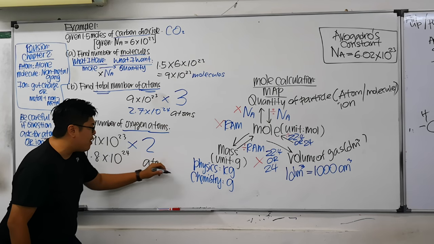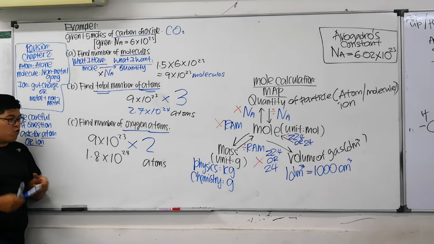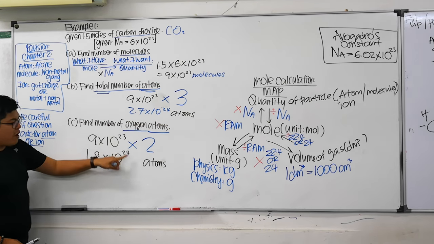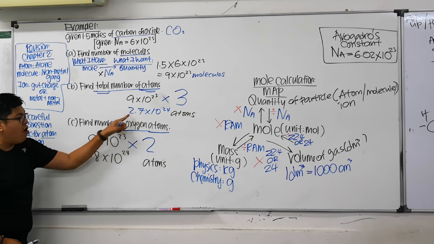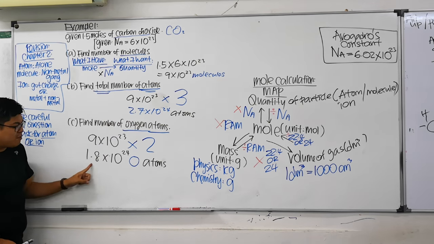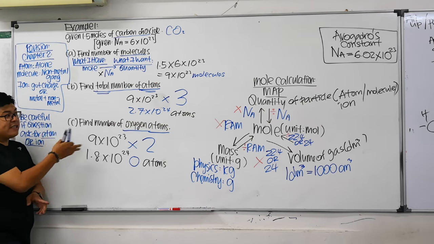Because if you only write atoms, the examiner will think that you refer to every atom. Correct. Now you only want oxygen, so you must write oxygen atom. You can either write in words or just write the letter O. Understand? Here, so I have this many oxygen atoms. Can you see the idea? So this is the hardest one.